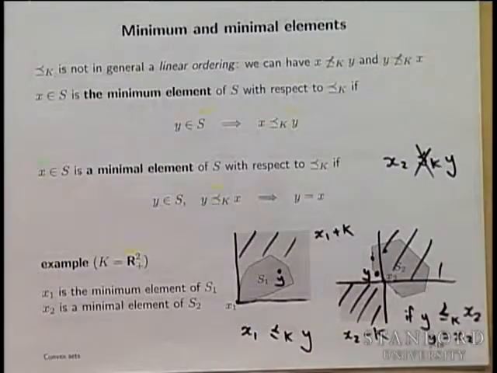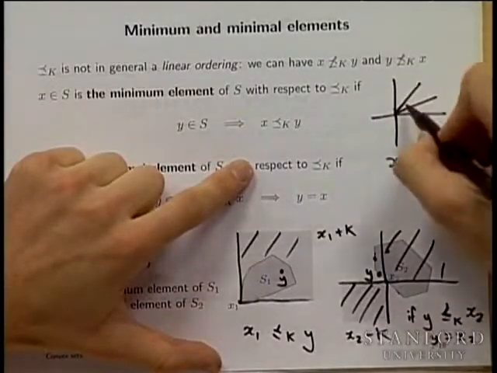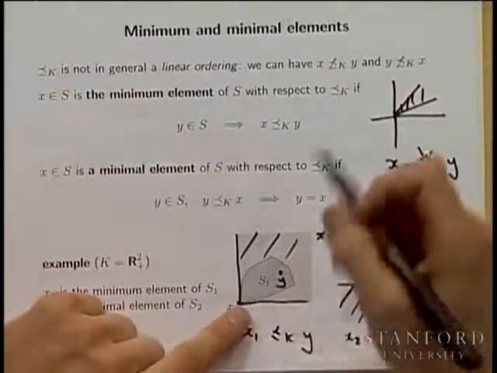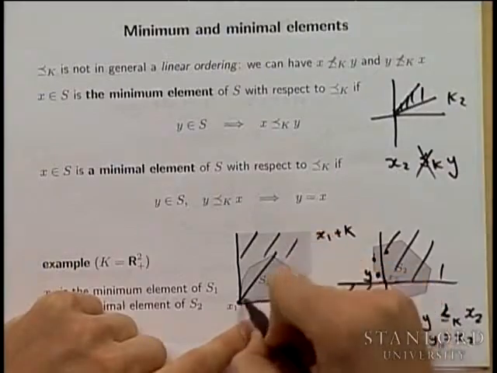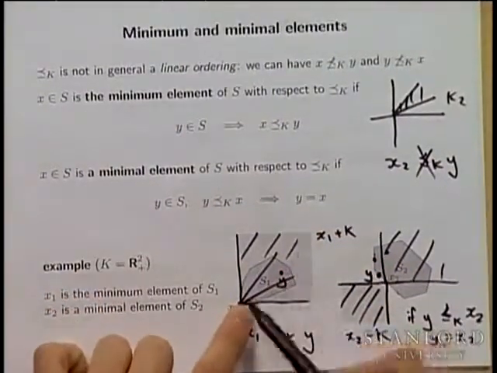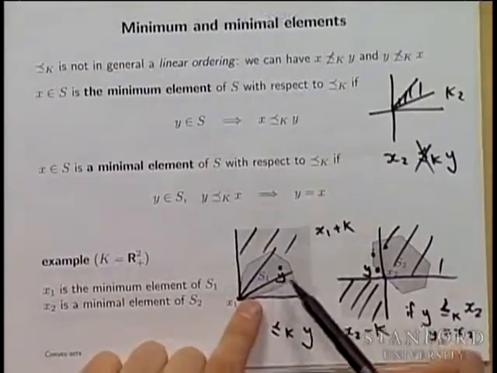Is the only reason we're using that square because K is the non-negative orthant? If there was some other proper cone, would you have to draw the shape of that cone? Exactly, right. Great question. So we could have a different cone. We could have this cone here. This is a proper cone, and we could call this K2, okay? And then we could again look at this, and we could talk about this relative to K2.